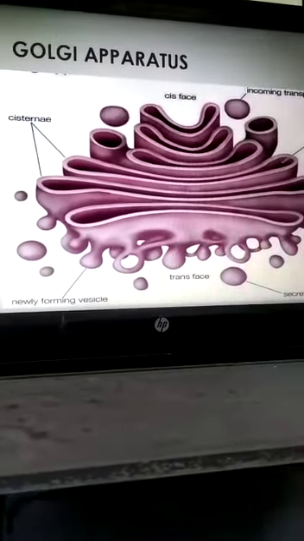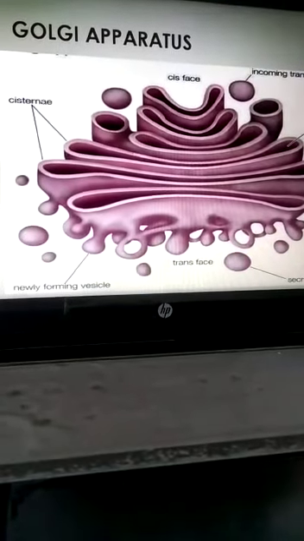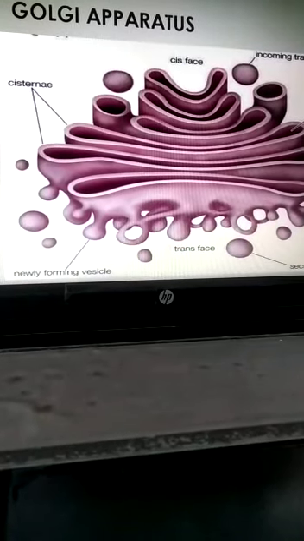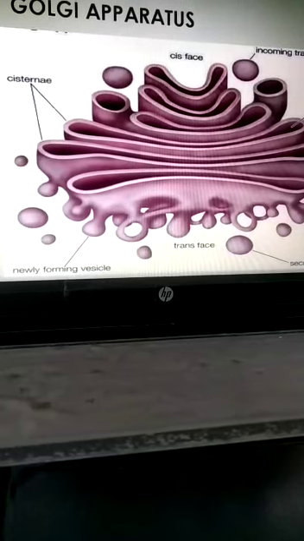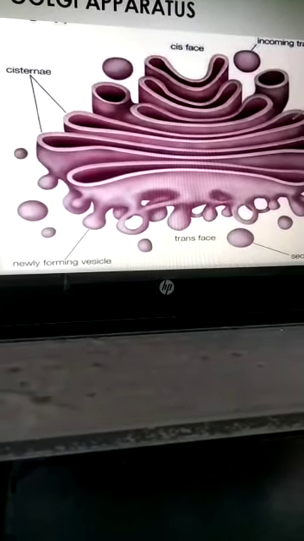Golgi apparatus also takes part in storage, modification, and packaging of various biochemical products produced by different components of the cell. It is the secretory organelle of the cell.